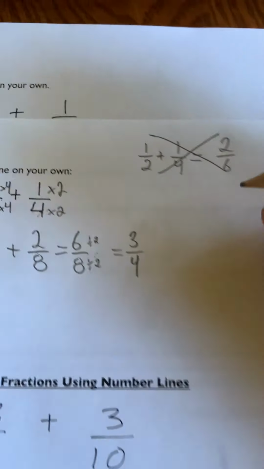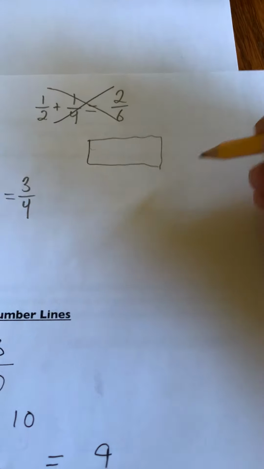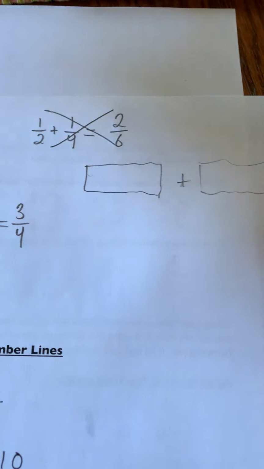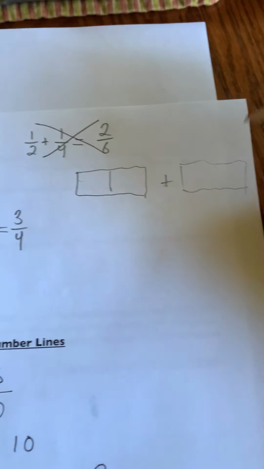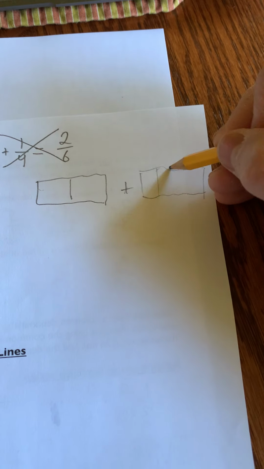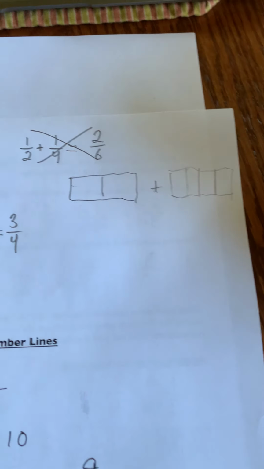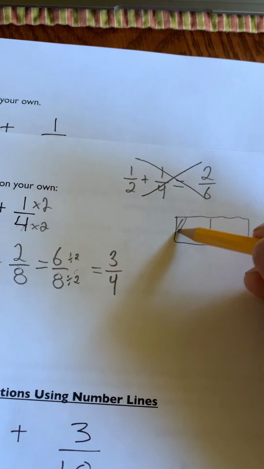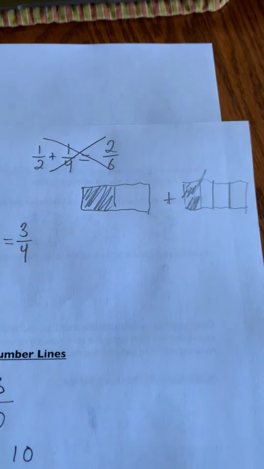But if we were to use our modeling, we could have done this the same way and drawn a strip that, oh boy, this is hard to do while I'm holding a phone. So here's one strip, and here is the other strip. Okay. I'm going to divide the first piece in half. I'm going to divide the next piece into 4. It said I had 1/4, so I'm shading in my 1/4, and this piece I had the 2/4.